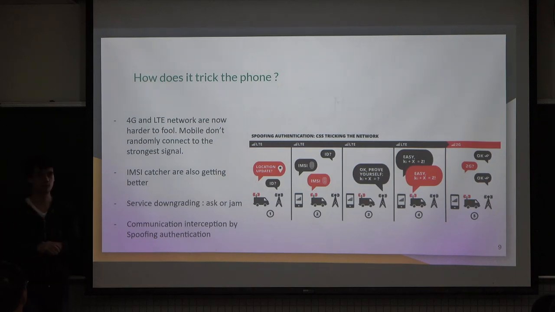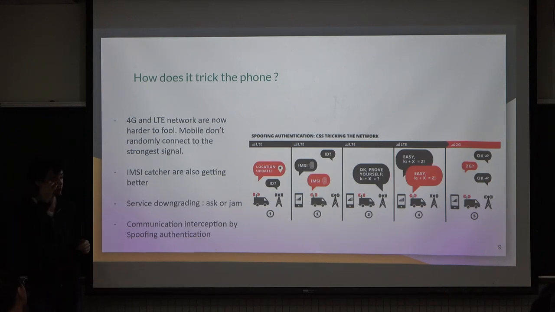But we are lucky because 4G and LTE networks are more secure, because in these networks your phone won't just connect to the strongest network that is close by. But IMSI catchers are also evolving. It's a cat and mouse game of technological evolution.